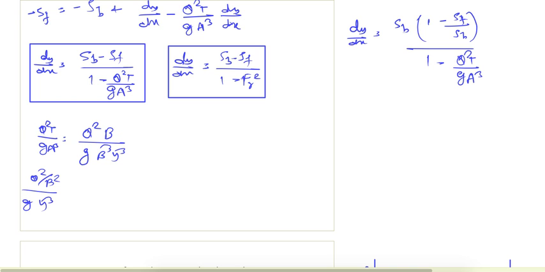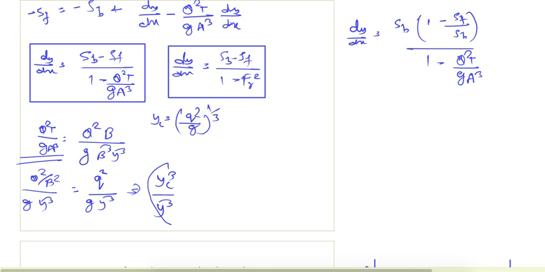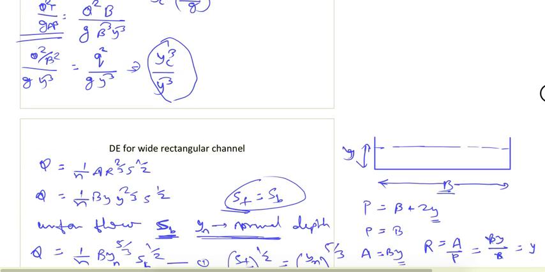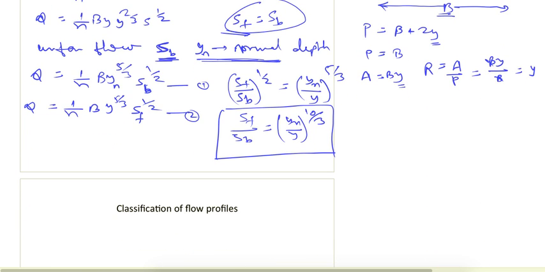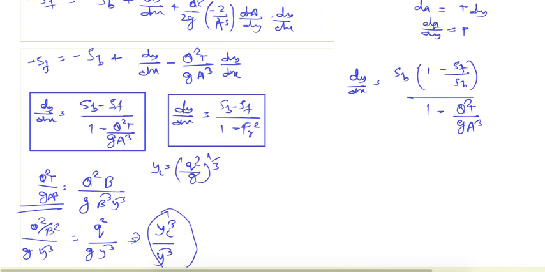Q square by b square, where q represents the unit discharge, that is, discharge per unit width of bed, so q square upon g y cube. And for a rectangular channel we know critical depth is equal to (q square by g) to the power 1 by 3. If I put the value of q square by g in this equation, it will be equal to yc cube divided by y cube. So from here we got the value of Q square T by g A cube as yc cube by y cube, and SF by SB is equal to (yn upon y) to the power 10 by 3. Now we put both these values in this equation.